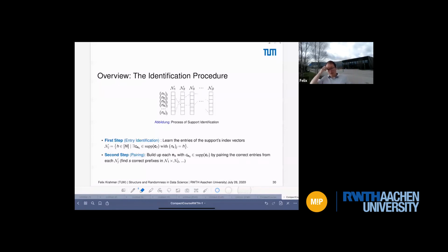So let me give you some idea of how this works. The idea is that we need to do it entry by entry. We are in a high dimensional space, so each basis function is identified by a multi-index that has d different entries that are all integers. The idea is that we identify these d entries individually.